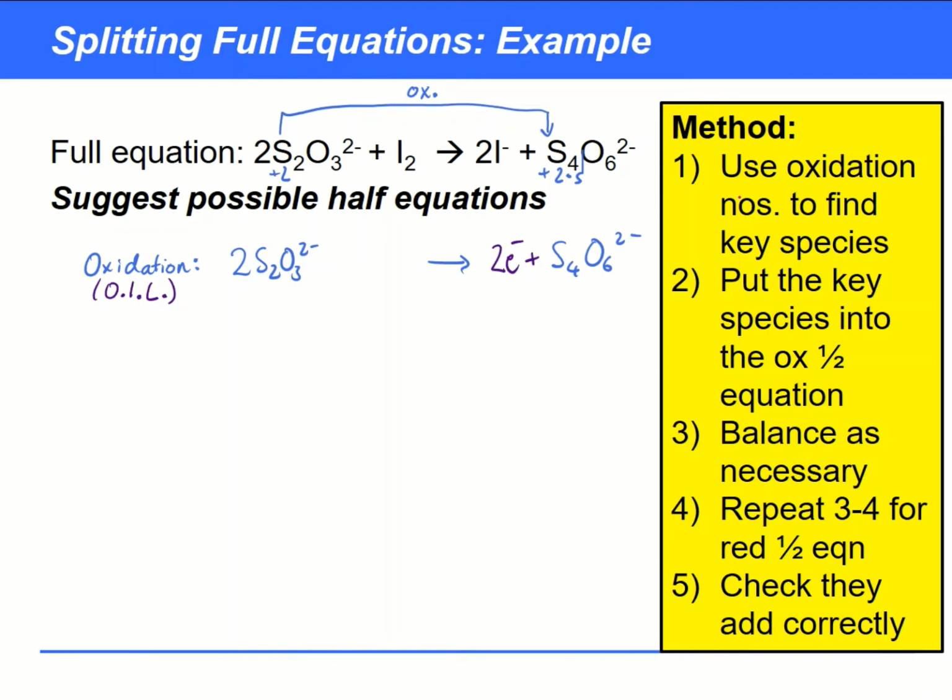Let's go back to step number 1 to find the key species from the other equation. Well, it's fairly obvious that this is going to be iodine in this case. It might not always be this obvious. That's going from 0 to -1, and so we've got a reduction process occurring here. So if we write the reduction half equation, then it's going to be I2 and 2I minus, and then we just need to balance this up. We've got 2 minus on the right, 0 on the left, and so we just need 2 electrons on the left hand side.